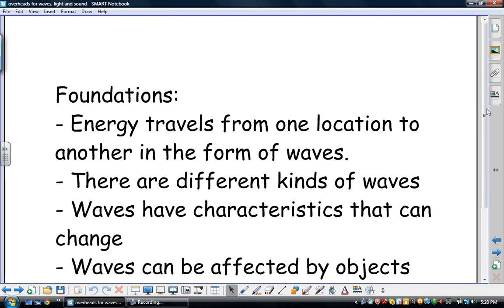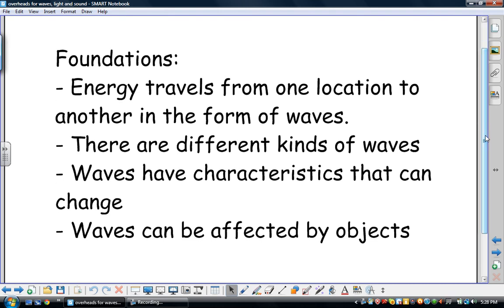A couple foundational ideas in this section. 1. Energy travels from one location to another in the form of waves. Second, there are different kinds of waves. Third, waves can have characteristics that can change. And fourth, waves can be affected by objects.